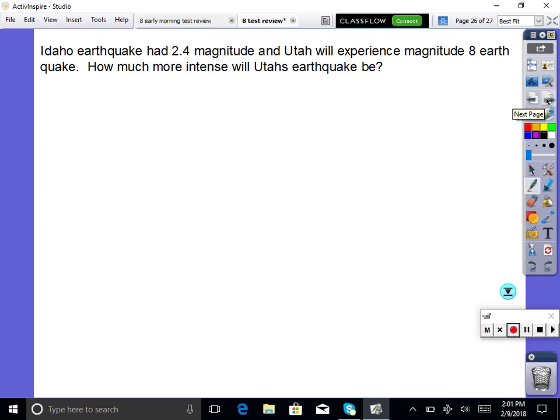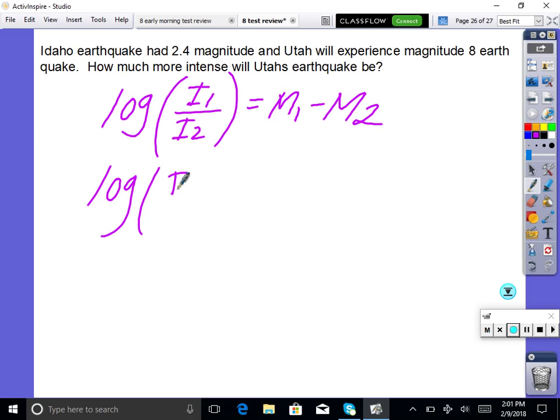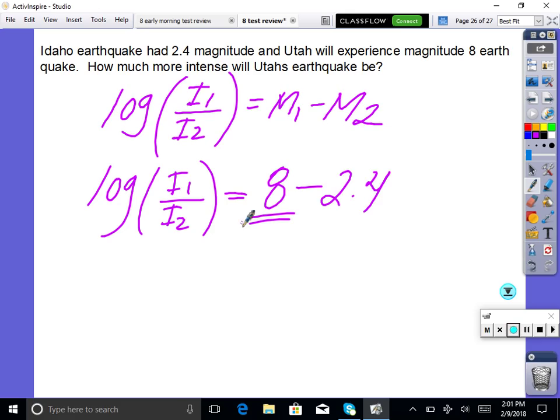So right here, I just kind of summarized this because you can read it off the review. We have log of I1 divided by I2 equals magnitude 1 minus magnitude 2. It says, how much more intense will Utah's earthquake be than the earthquake that happened in Idaho? So we have log of I1 over I2, and our magnitude 1 is 8. Magnitude of the second earthquake, 2.4. I always put the positive one first. You should too.